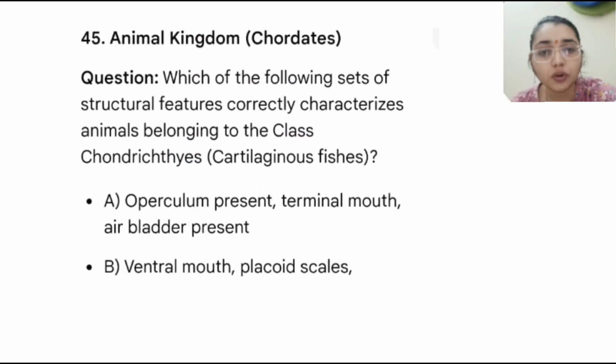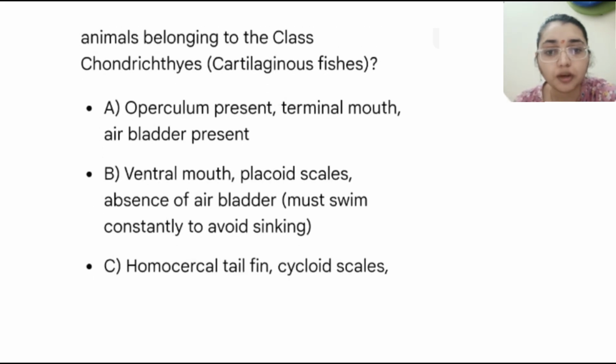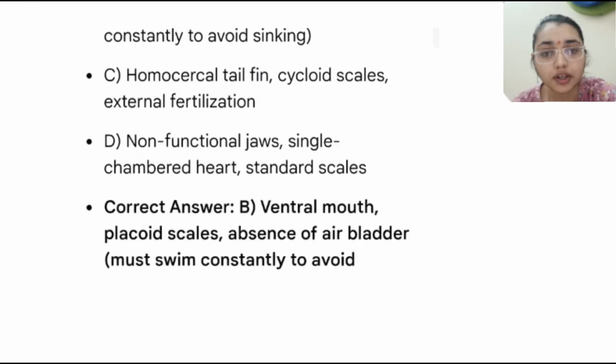Next is, which of the following sets of structural features correctly characterizes animals belonging to the class Chondrichthyes? That is the ventral mouth, then placoid scales, absence of the air bladder, must swim constantly to avoid sinking. The Chondrichthyes are like shark and ray. They have a ventral mouth and a flexible cartilaginous skeleton and skin covered in placoid scales. They lack the swim bladder, so they cannot regulate buoyancy hydrostatically and must swim continuously to keep from sinking.